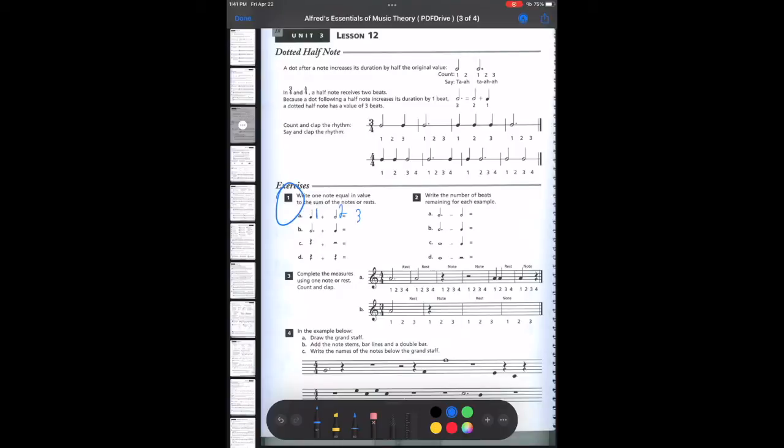What note equals 3 beats? Oh, we just learned it. The dotted half note. Half note, dot. This note is 3 beats. This note is 1 beat. 3 plus 1 is 4. What kind of note equals 4 beats? You're going to have to go into your memory. Okay, what note equals 4 beats?